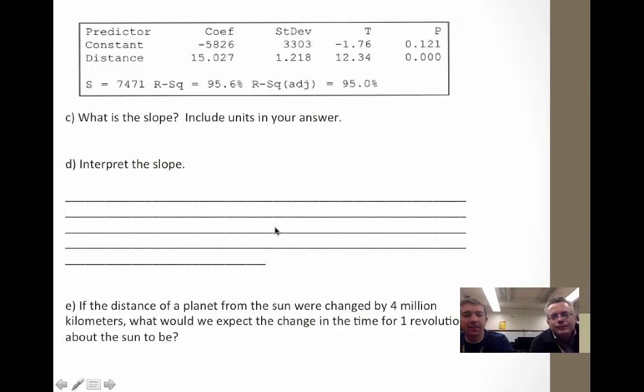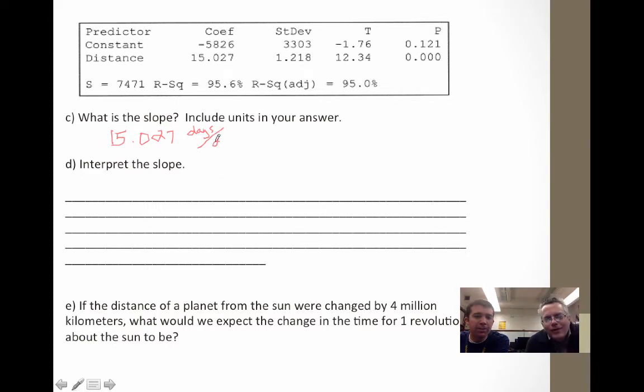Okay. So what is the slope? Well, we already figured that out with our least squares line. Our slope was 15.027. And include units. The y units were days, because it's how many days to revolve around the sun. So days per distance.